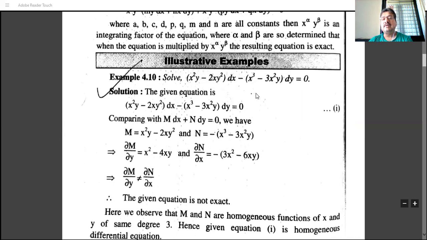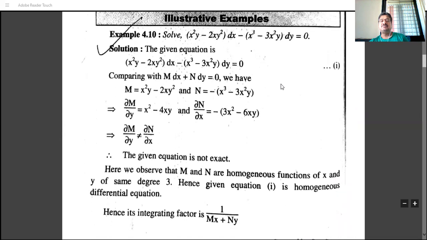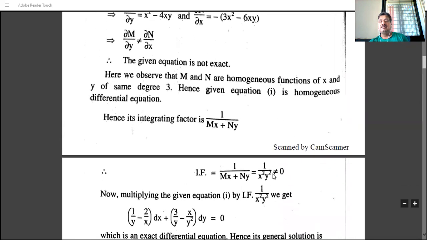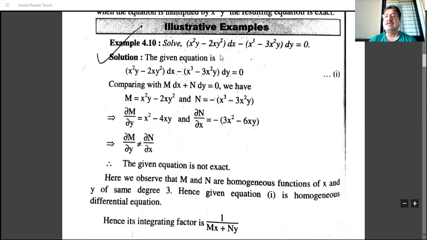And for MCQ type questions, we are given this differential equation, and the MCQ question is: which of the following is the integrating factor for this differential equation? So we identify that this differential equation is homogeneous, and now 1 by Mx plus Ny is its integrating factor, that is 1 by x square y square is the integrating factor. So the MCQ type question is: find the integrating factor, or which of the following is the integrating factor.